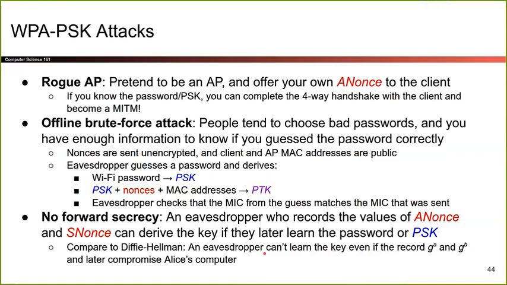And this is unlike something like Diffie-Hellman, which we talked about as having forward secrecy, because if they record g to the a and g to the b, they don't have g to the ab. Okay. So those are the attacks on WPA.